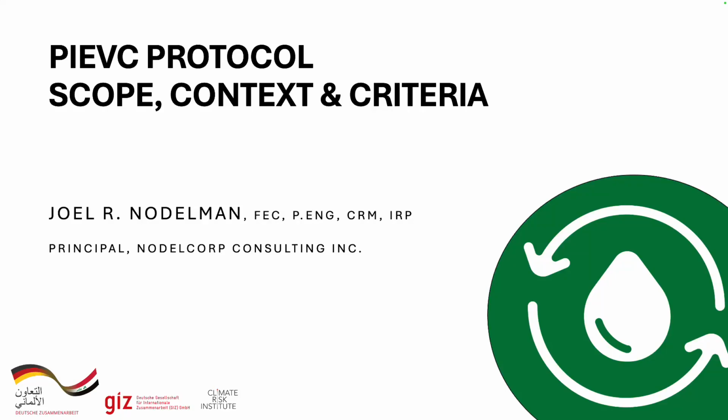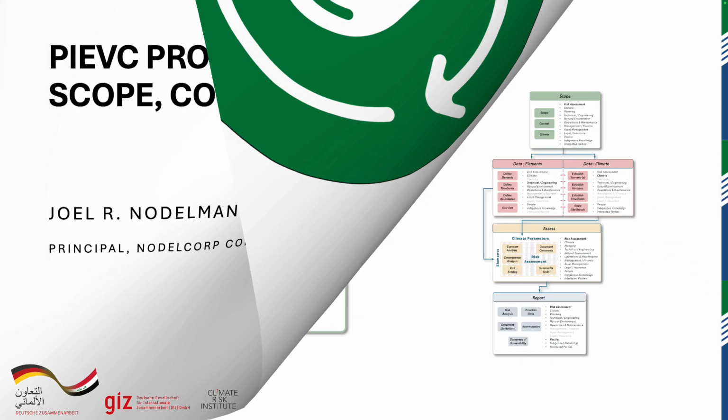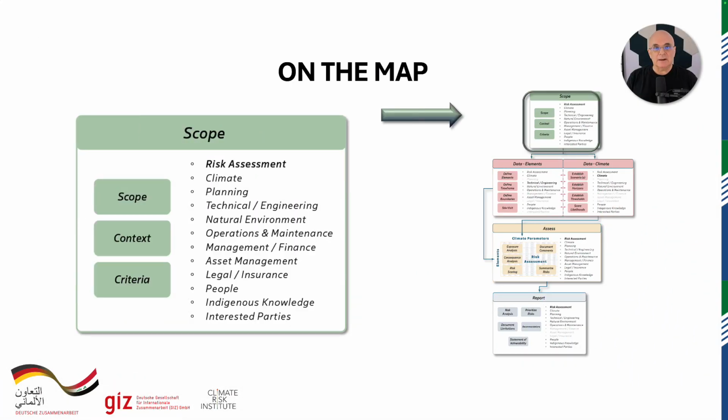In this video, I'll talk about step one of the PyVC protocol. That is, identifying your scope, context, and criteria. The first step is clearly indicated on the flowchart. In PyVC, whenever you are in doubt, return to the flowchart.